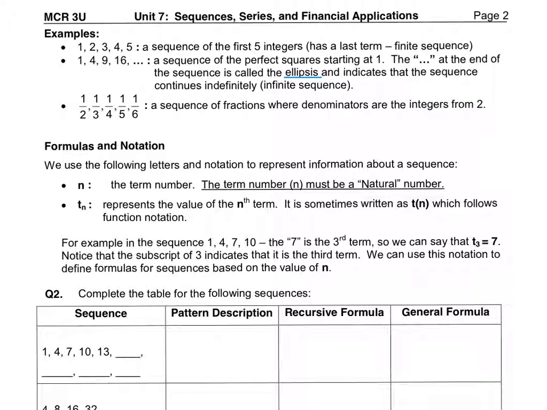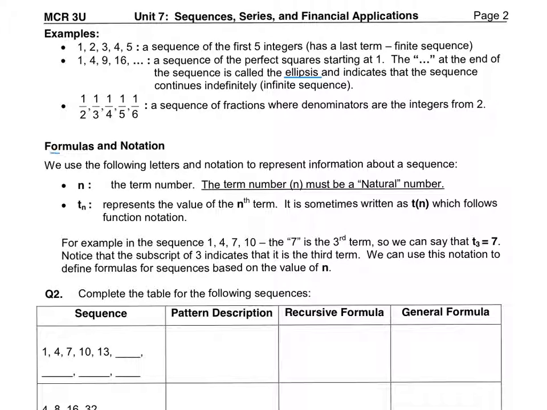The third one I have here has fractions, and it's 1/2, then 1/3, 1/4, 1/5, 1/6. If you were making a prediction, if there was a sixth term in this sequence, it would be 1/7. The next one would be 1/8. This one is finite because I don't have the ellipsis at the end of it. So it's a sequence of fractions where the denominators are the integers from 2. Now, in terms of coming up with some formulas, we'll talk about that in a moment.